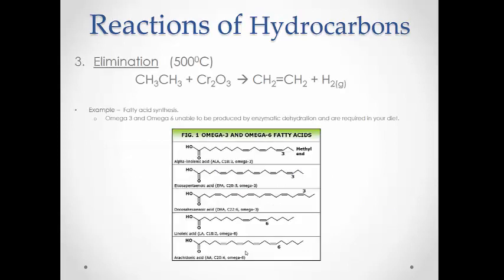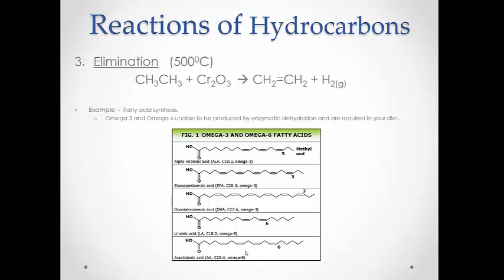Okay, so the last one that you get with your hydrocarbons is elimination, and these usually occur with some kind of catalyst involved. So we've got CH3CH3, and we've got a chromate catalyst in there, and we're getting dehydration. We're taking hydrogens away from that one, and we've got CH2 left over. So we've lost two hydrogens there.